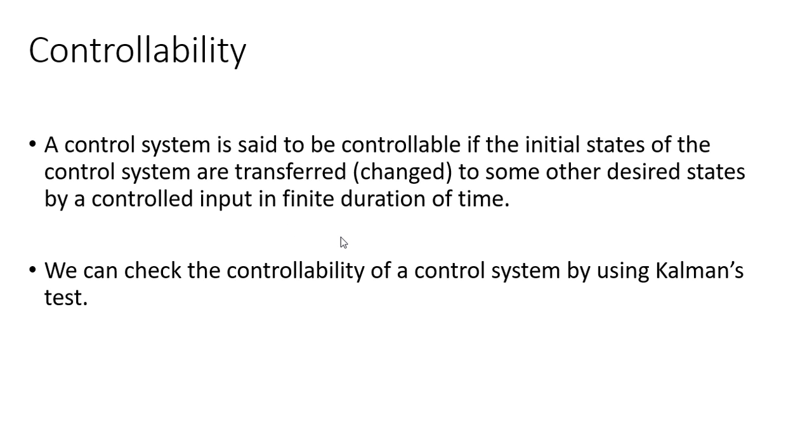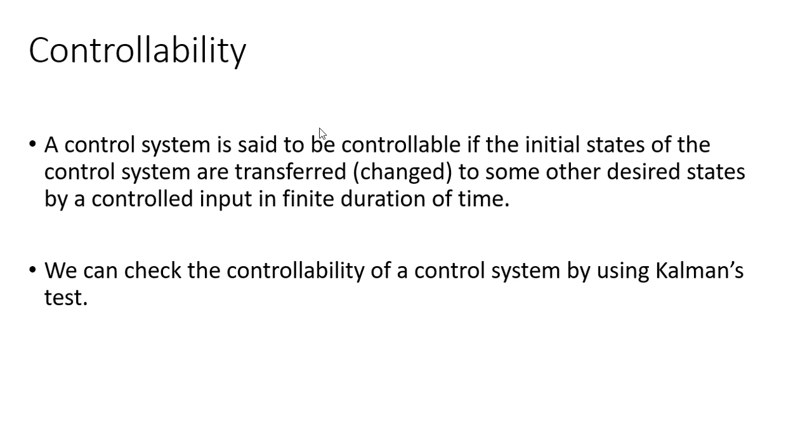Suppose you are given a finite duration of time. So you have to see the functionality of the system for a finite duration of time, meaning there is a considerable time, and a control system is said to be controllable if you convert the initial state of that system into some desired state with the help of some controlled inputs. Suppose you have a set of control inputs, and if you are able to control the state of the system from the initial state to your desired or required state in the given finite duration of time, then that property of the system is called controllability.